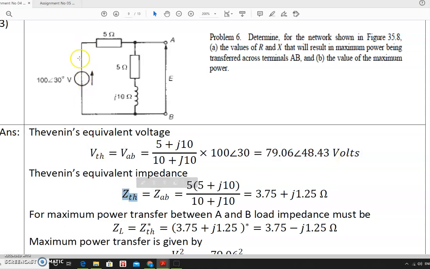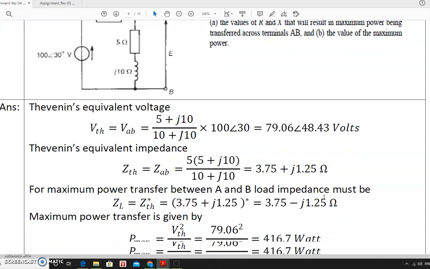To calculate ZTH, the voltage source is considered short circuited, and looking from the terminal AB, the 5 ohm is in parallel with 5 + j10. So 5 into 5 + j10 divided by 5 + 5 + j10, that is 10 + j10. Hence the equivalent Thevenin's impedance is 3.75 + j1.25 ohm.